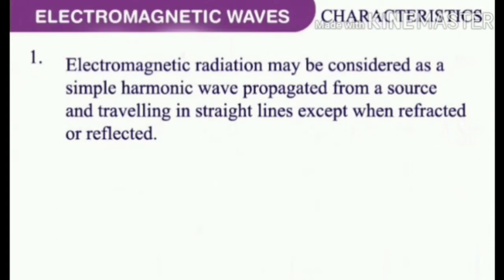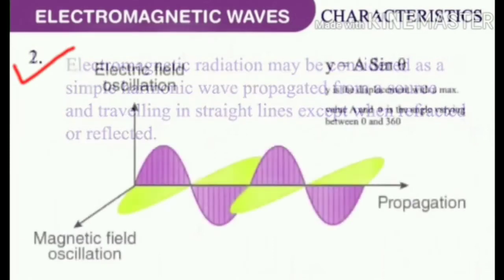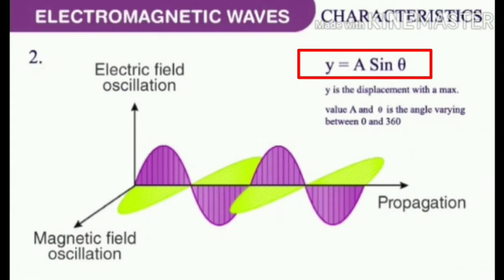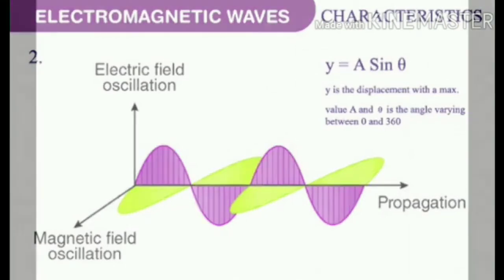And secondly, electromagnetic radiation is a radiation in which the electric and the magnetic components of the wave propagate perpendicular to each other, as shown in the figure. And this type of radiation is defined by the equation y equals a sin theta, where y is the displacement with a maximum value of a, and theta is the angle that lies between 0 and 2 pi.